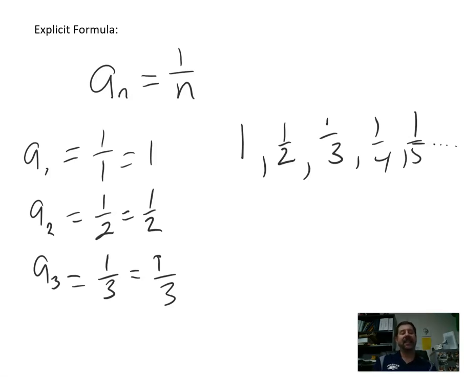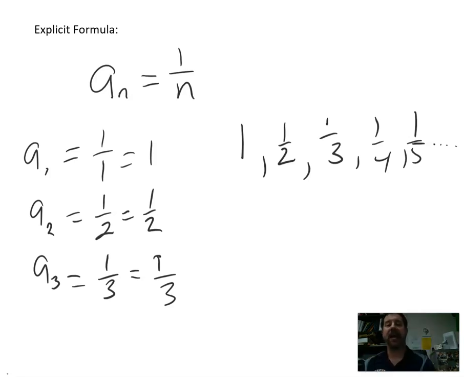If I start adding these things together, then that becomes a series. So that's the difference between a sequence and a series. A sequence is just the list of terms. A series is when we start adding these terms together. All right, so this explicit formula represents this sequence right here, right?